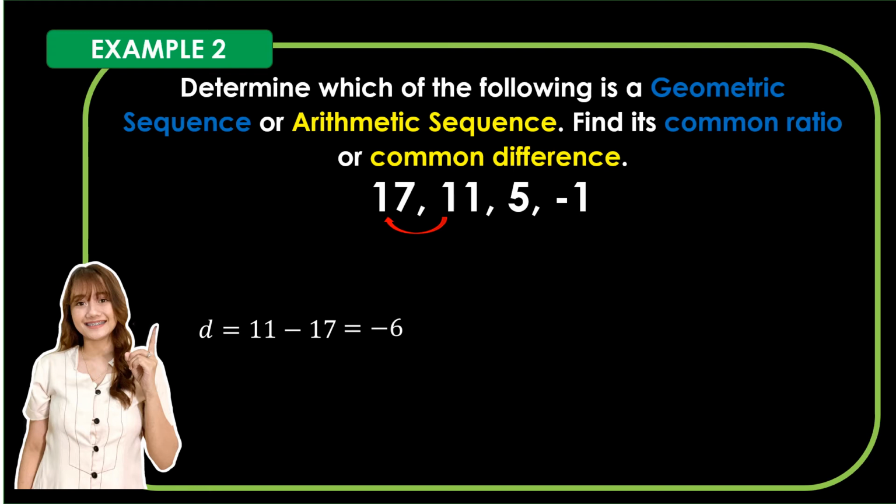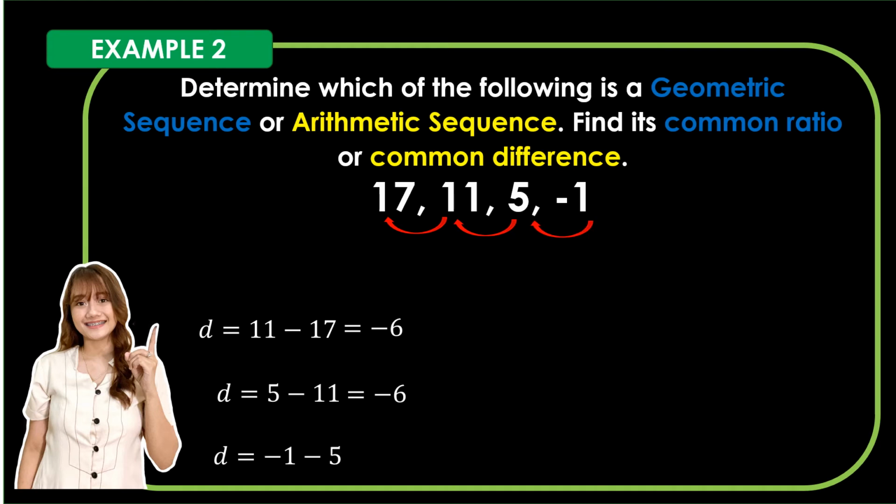Now, let's know if it's true for the third and second term. Now, let's subtract 5 and 11. We have 5 minus 11, and 5 minus 11 gives us negative 6. Now, let us know if it's true also for negative 1 and 5.